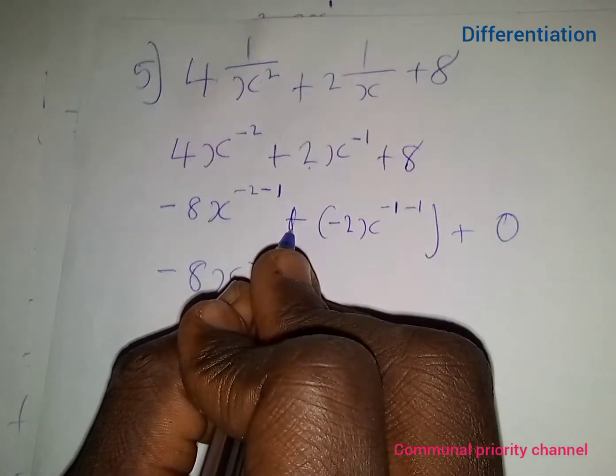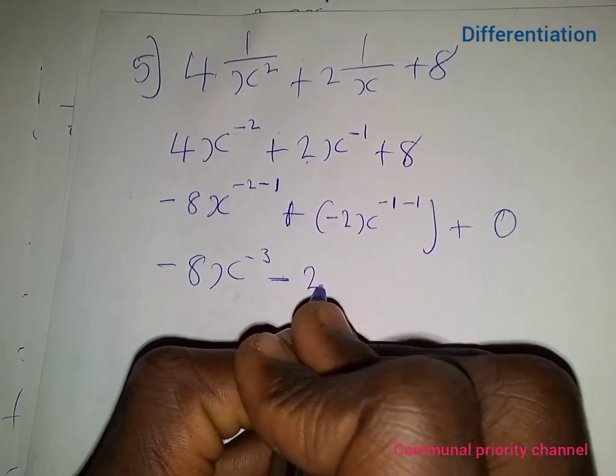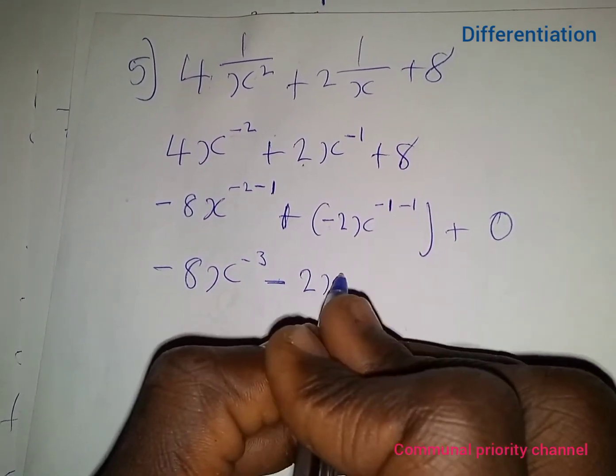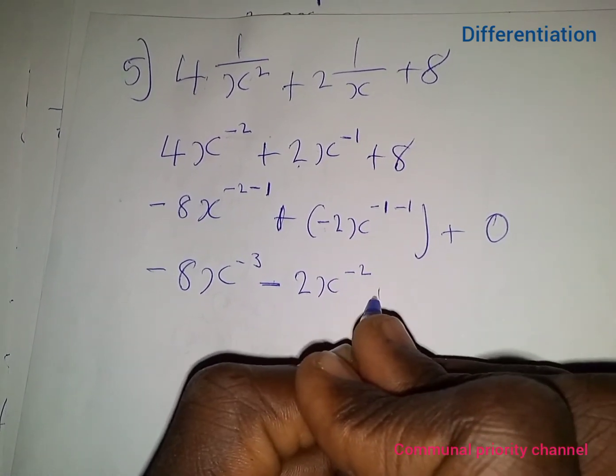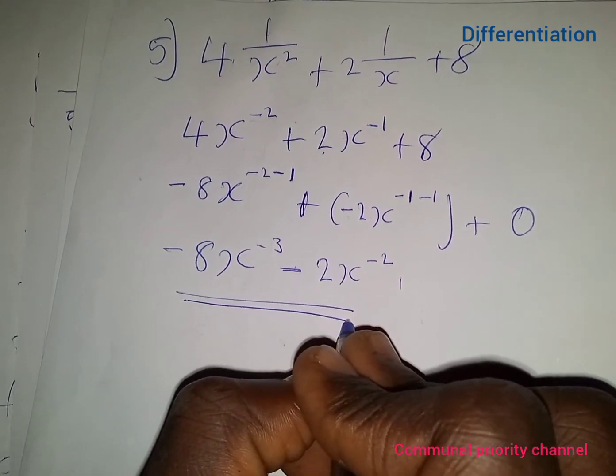So now, this will be minus 8x to the power of minus 2 minus 1 is minus 3. Then this is plus and we have minus 8. Then plus times minus is minus. We have our 2x to the power of minus 1 minus 1 is minus 2. We will say plus 0. We are not going to put it. So this is the final answer of our last question, which is question number 5.